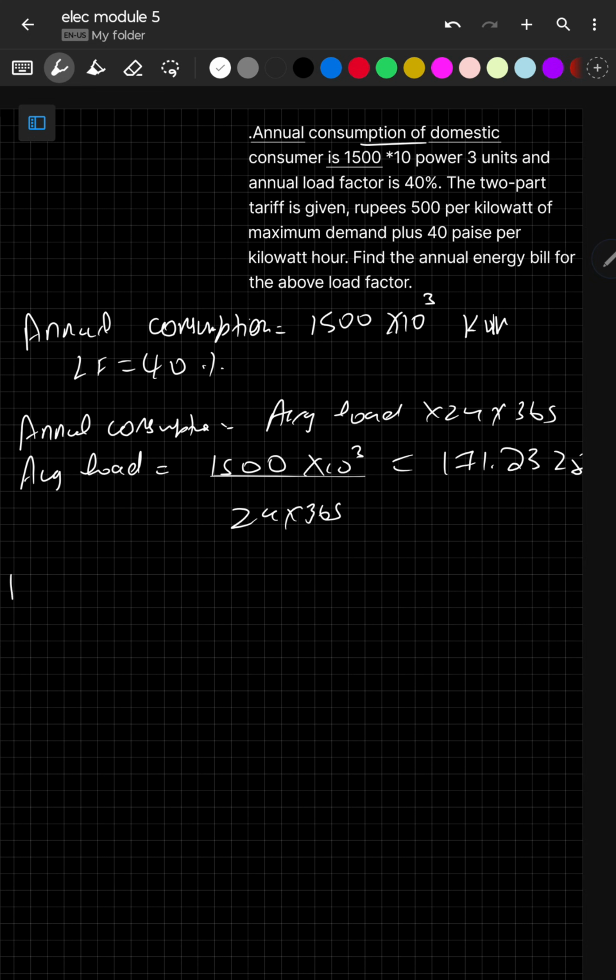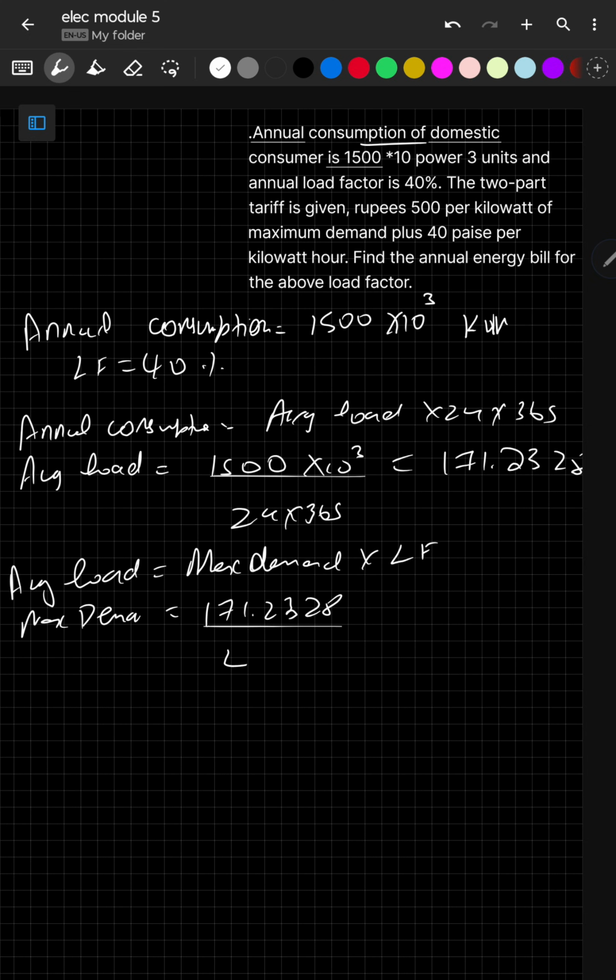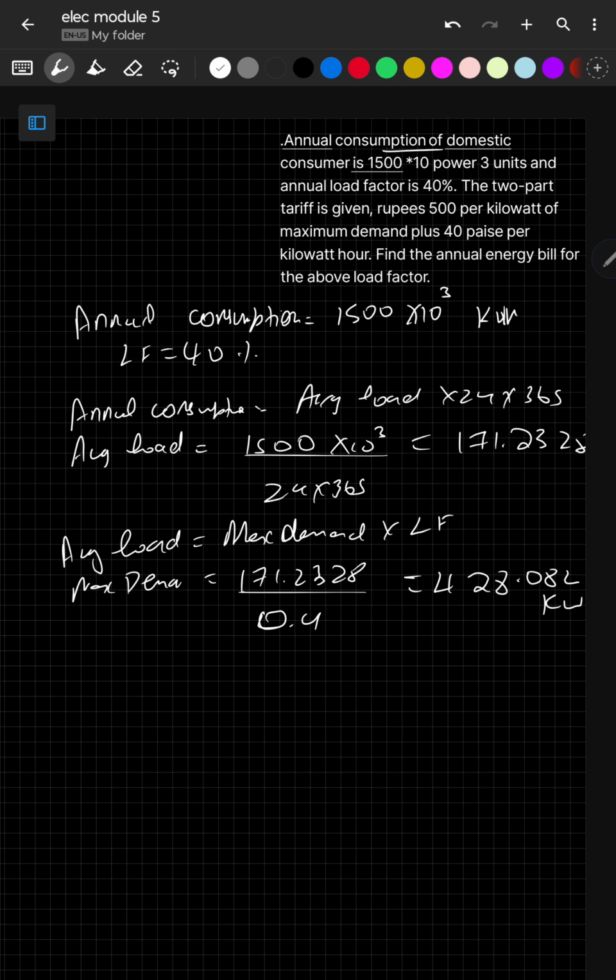Now average load is equal to maximum demand into load factor. So maximum demand we can find, that is 171.2328 by 40%, which is 0.4. So 171.2328 by 0.4 is going to give me 428.082 kilowatt.